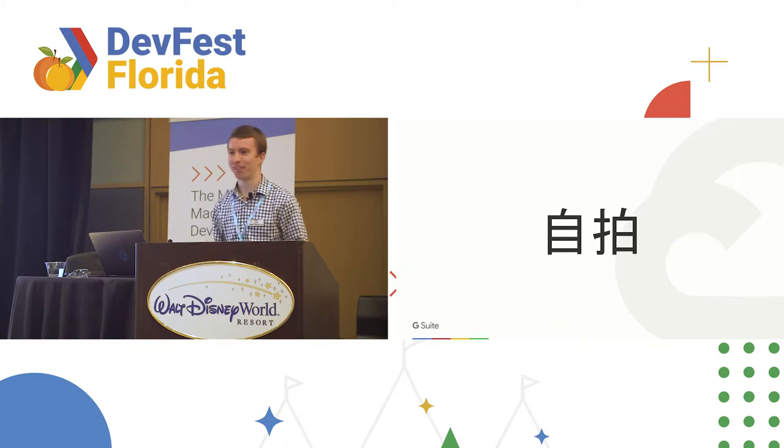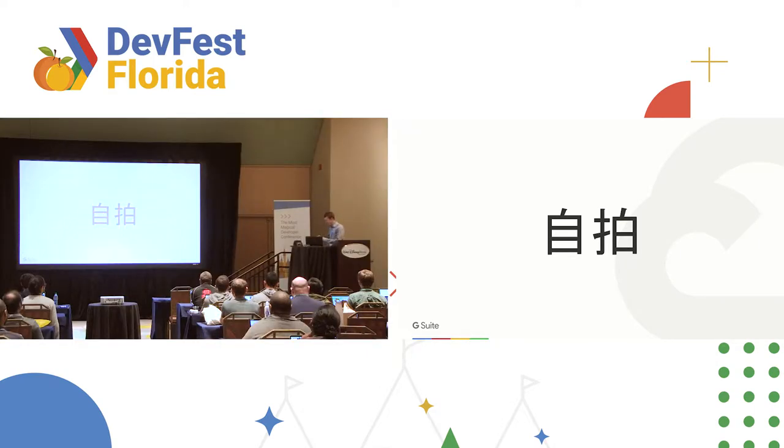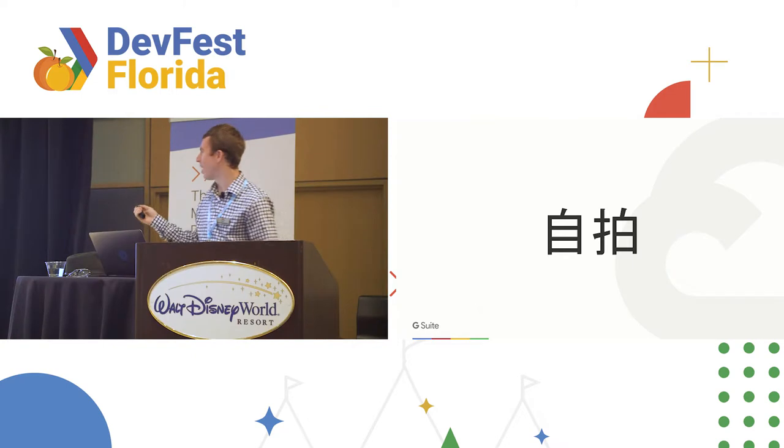But first, I would really love to take a selfie with y'all. So if y'all can smile. Say magical. Magical. Woo. Cool. This means zipai. It's selfie in Chinese. So hopefully you'll learn that, at least.